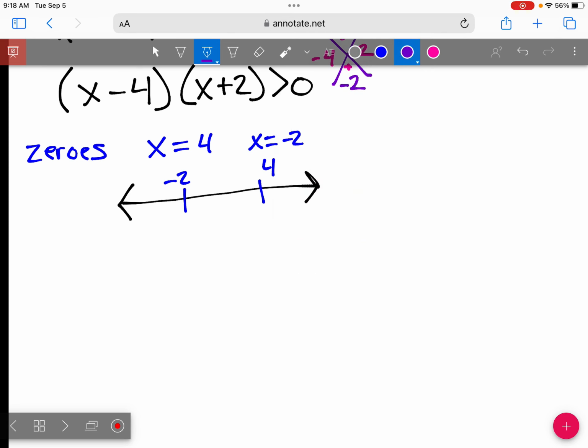So then we're going to take each of our terms. We're going to figure out where it's positive and negative. X minus 4. If it is smaller than -2, is this going to be positive or negative? Negative. If it's between -2 and 4, is this positive or negative?